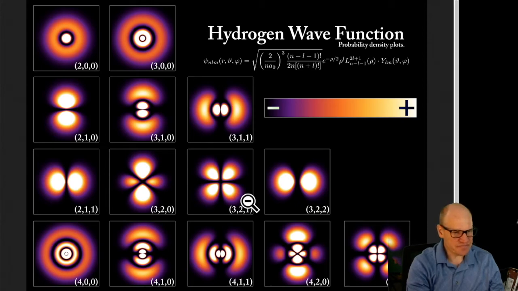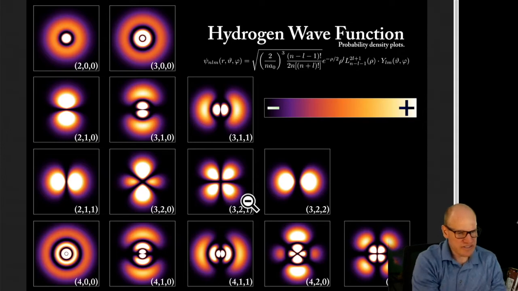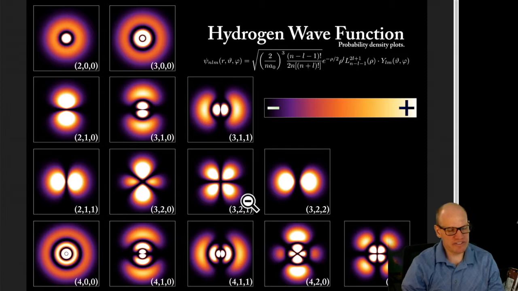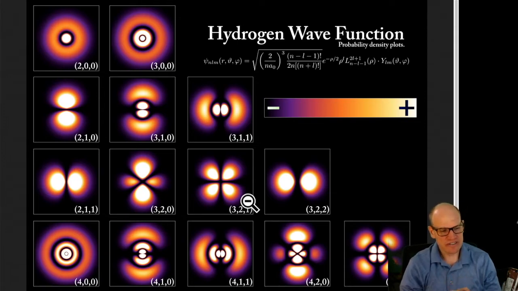Let's see. Before, what about the bottom loop? Sorry, that one, I missed the time when that happened. Okay. Is it ever possible to have negative angular momentum in these states? No, because it's the square root of the absolute value of the angular momentum squared that you're given.